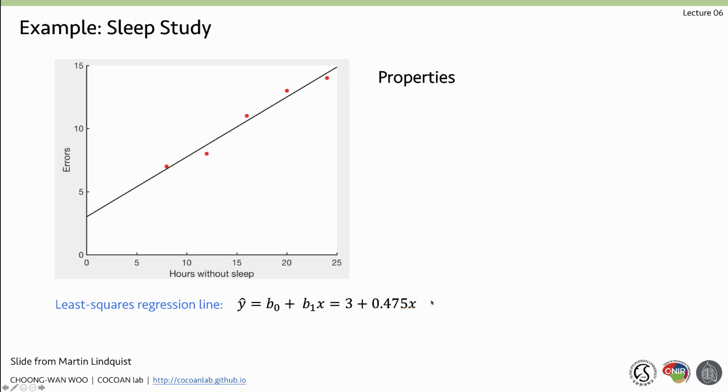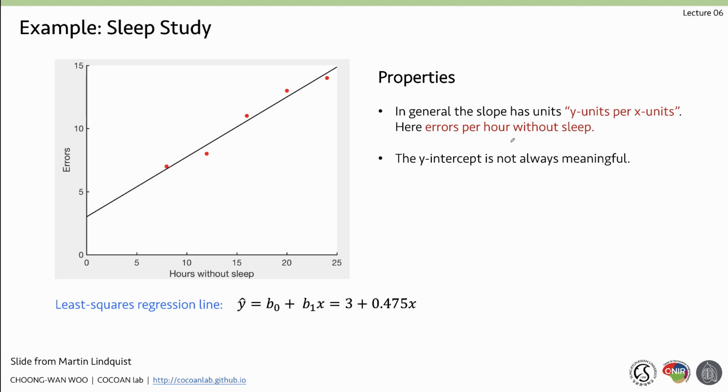So this line has some properties. In general, the slope has units, so y units per x units. So here, errors per hour without sleep. The y-intercept is not always meaningful, because x equals 0 is not always meaningful. The least squares regression line always passes through the point x bar, y bar. That's why we can calculate b0 with x bar and y bar.